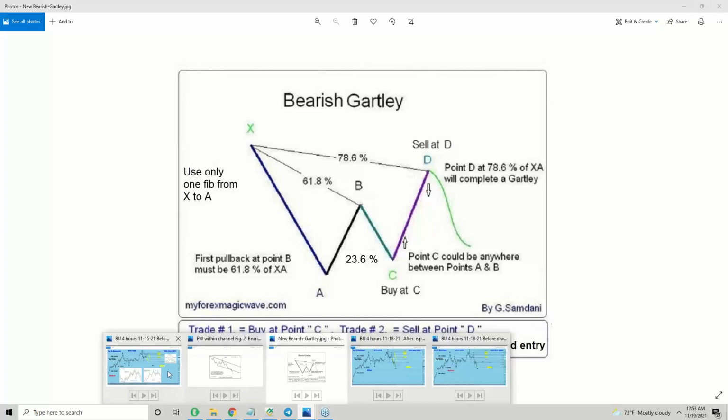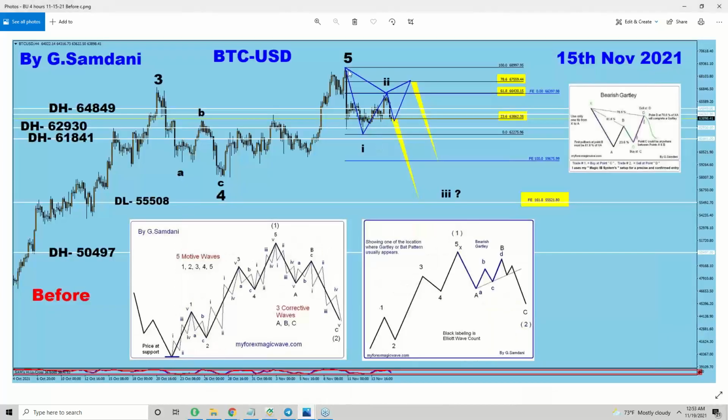As you can see here, I pulled the fib from here to here. The first pullback was exactly 61%, and then it dropped and was staying at the 23% line. So the possibility for both scenarios was equally present: that it will drop here for wave 3, or it will go up for the Gartley pattern and then drop. Now, what is wave 3 and how far is it supposed to go?